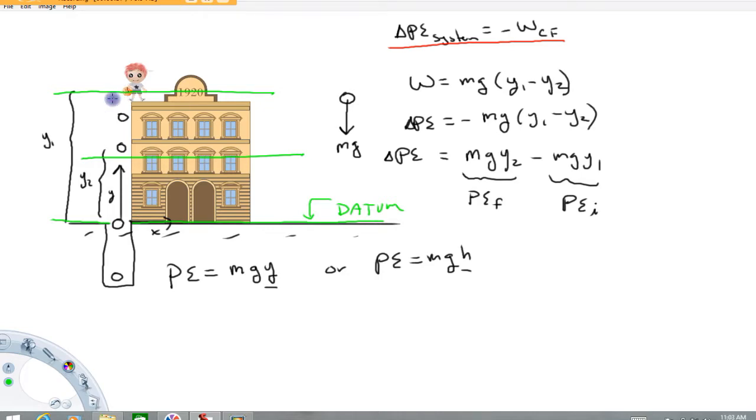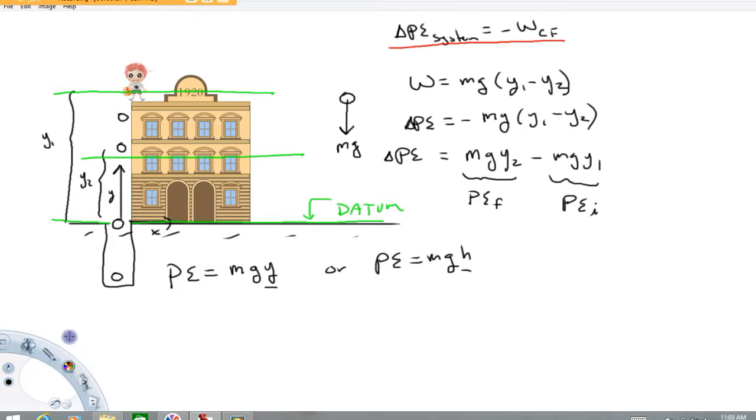If we put the datum in the middle, at this location the ball would have a positive potential energy. At this location it would have a 0 potential energy. At this location it would have a negative potential energy, and so forth. So it never matters where you put the datum. The only thing that matters is differences in potential energy anyway, and you'll see lots of examples in my upcoming videos about why that is.